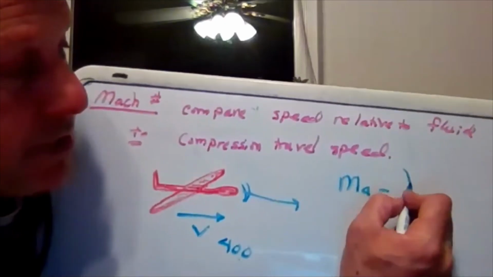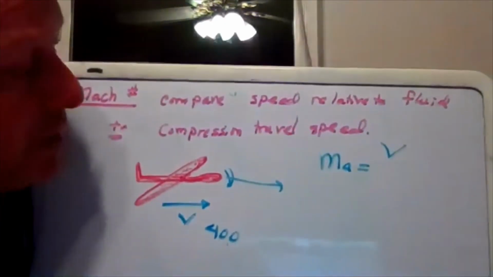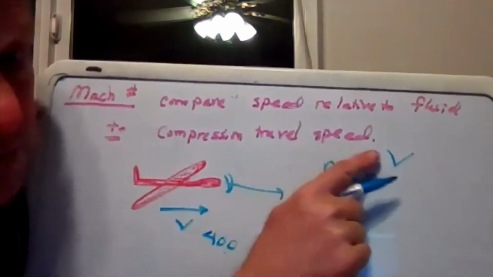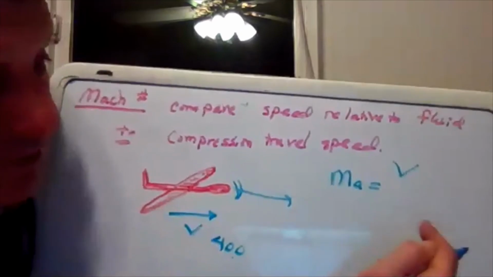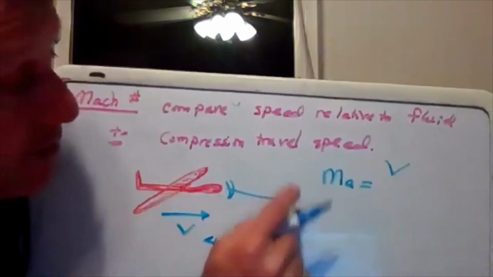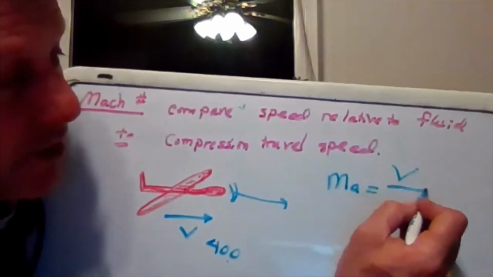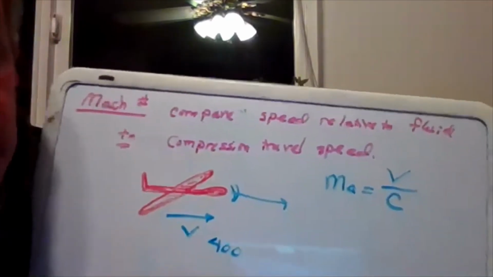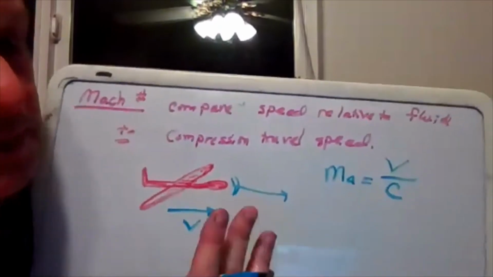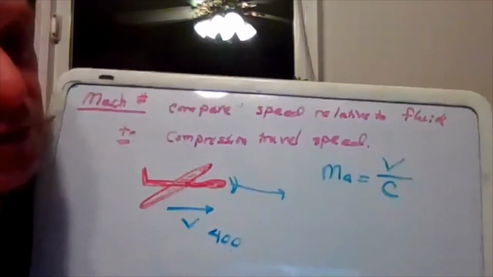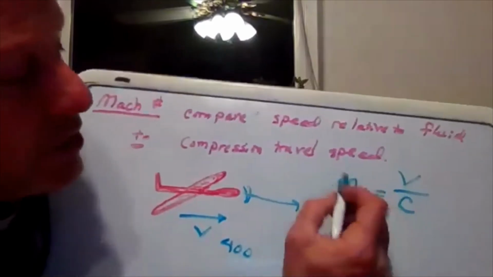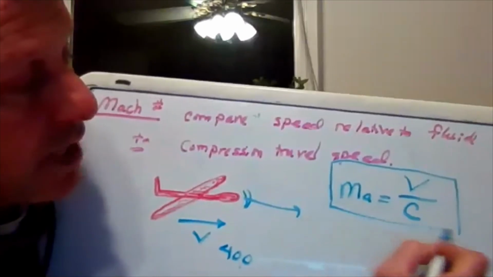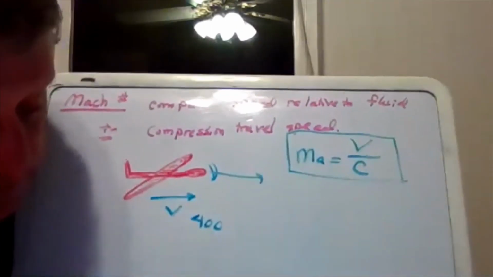We take the speed of our object relative to the fluid. So if this object was going 500 miles per hour and the air was still, this number over here would be 500. If this was still and the air was coming this way 500 miles per hour, once again, we would put 500 miles there, divided by C, where this represents the compression travel speed. And sound basically is a compression, so the compression travel speed is actually the speed of sound. So to get the Mach number for some sort of object moving through a fluid, we take the object speed and divide it by the speed of sound in the fluid.